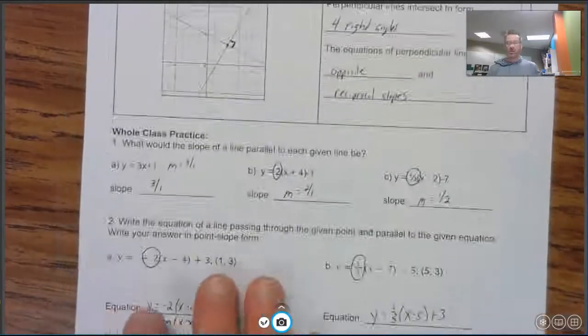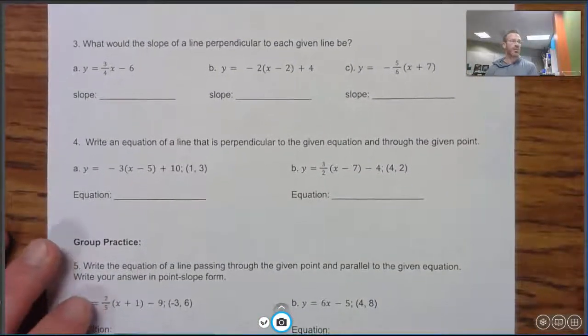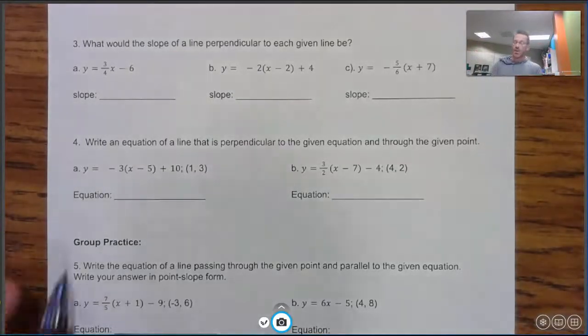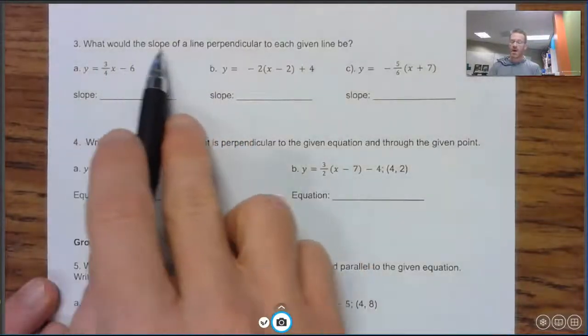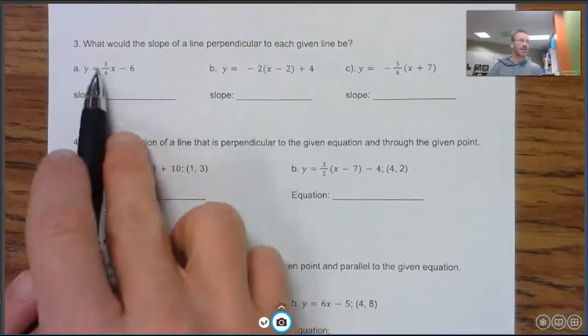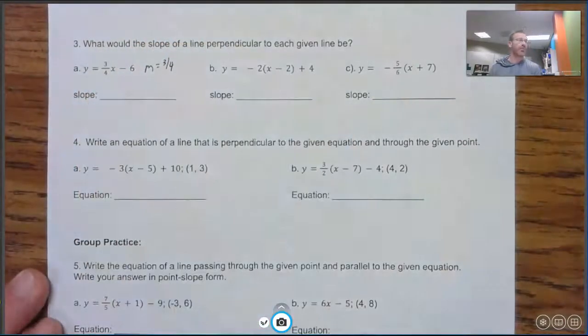Okay, so now let's do a little bit of practice on the perpendicular line. All right, so let's look at problem 3 here. We're going to start once again by identifying slope and then writing what our new slope would be. So we want our slope to be perpendicular this time. So once again, we have to identify my slope. So the slope in this given line here is 3 over 4.